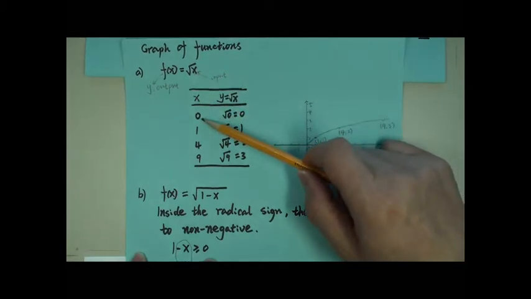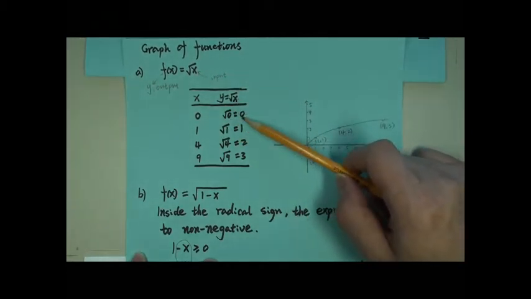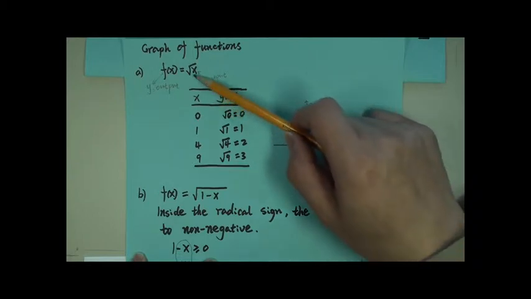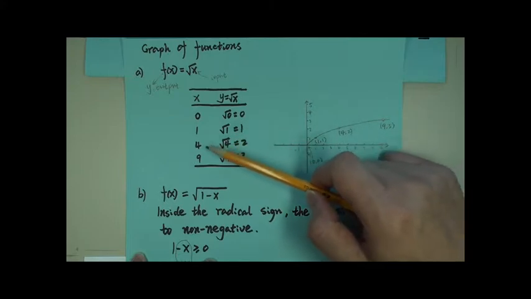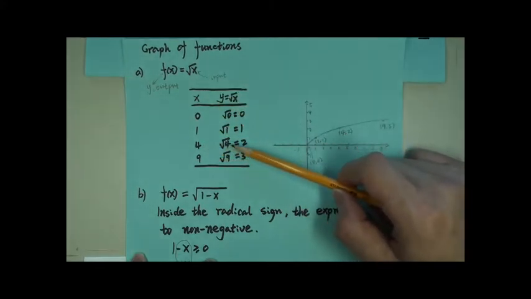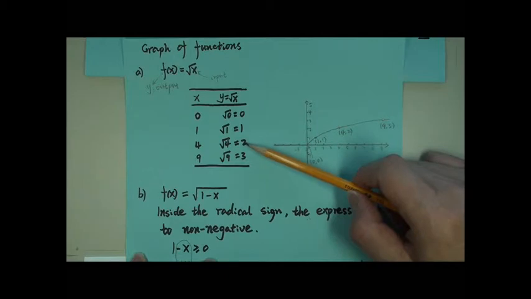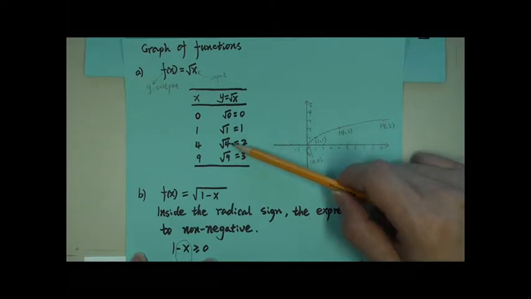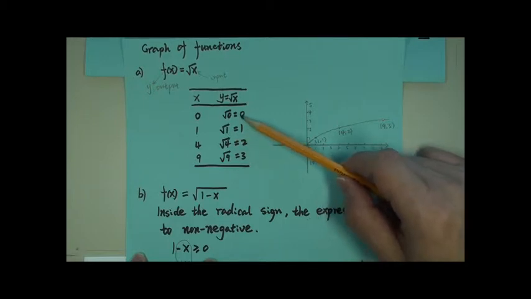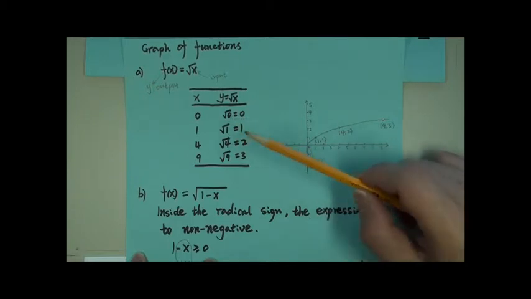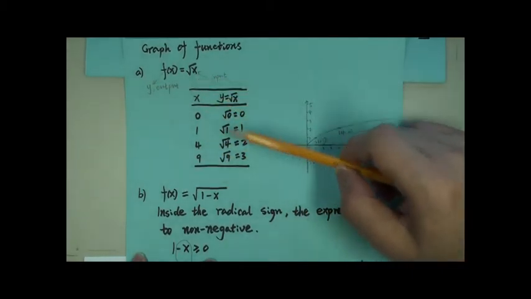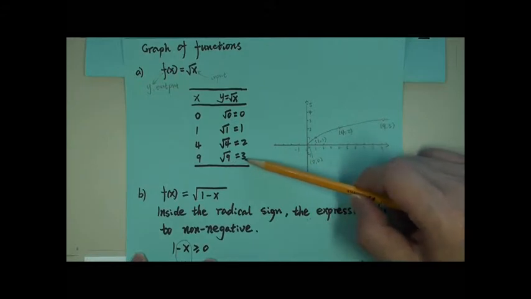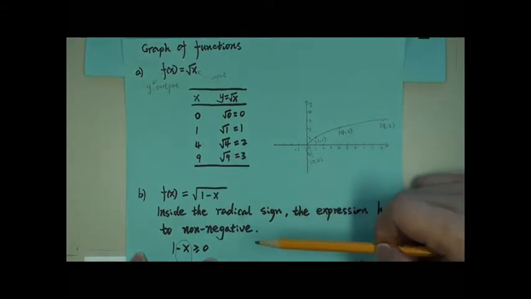X is 0, radical 0 is 0. X is 1, radical 1 is 1. X is 4, radical 4 is 2, because 2 squared is 4. Okay, 1 squared is still 1. 0 squared, 0 times 0 is still 0. If input 9 here, radical 9 is 3. It's because 3 squared is 9.